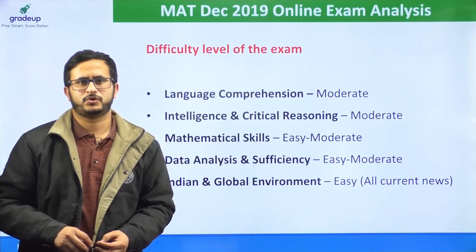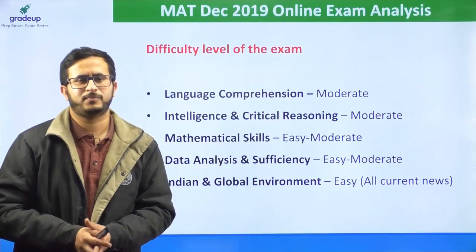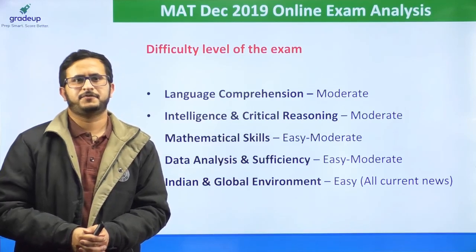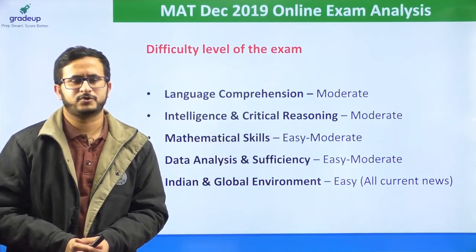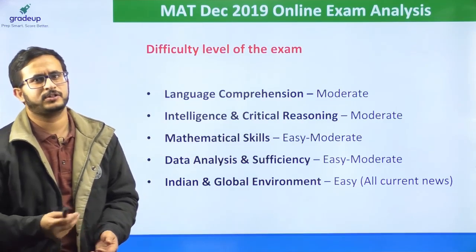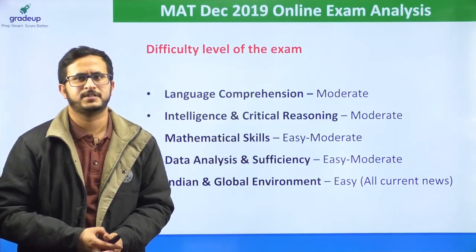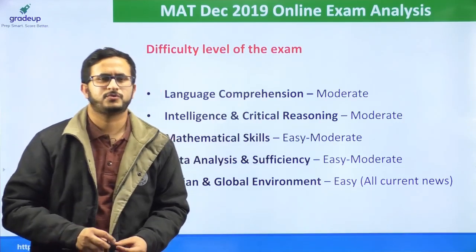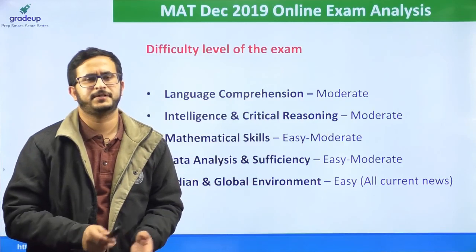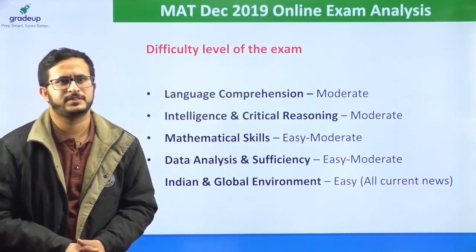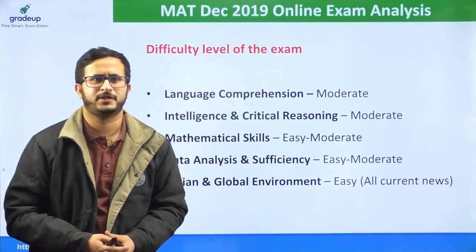And talking about the Indian and global environment section, the general awareness section, it was easy because most of the aspirants must have prepared current affairs, and all the questions were from current affairs, from October to December. So most of the questions were from that period. If one was prepared with the current affairs, one could have easily solved 25 to 30 questions.